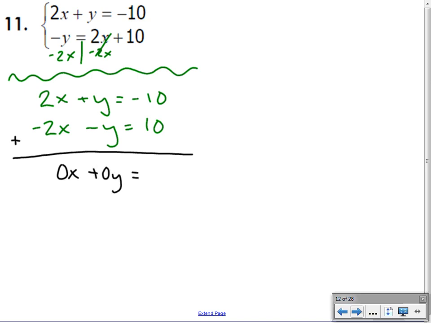Also, when we do negative 10 plus 10, we get 0. So at the end, we end up with no variables to solve for. We're left with just 0 equals 0. This is different than the previous example because this is an actual true statement. So the difference is, instead of no solution, this means we have infinite solutions.